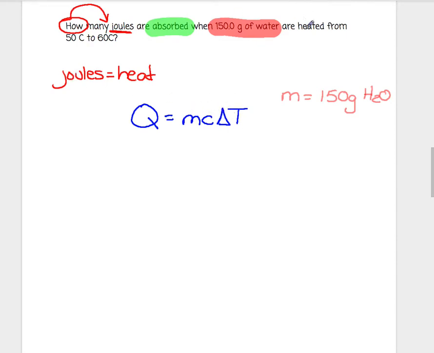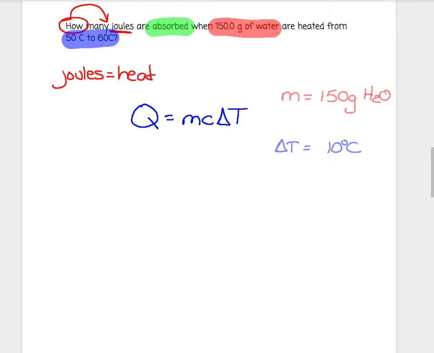Well, we're heating it from 50 degrees Celsius to 60 degrees Celsius. What's my change in temperature? My change in temperature is going to equal the distance between the 50 and the 60, which is 60 minus 50, which is 10 degrees Celsius. That's the change in my temperature.